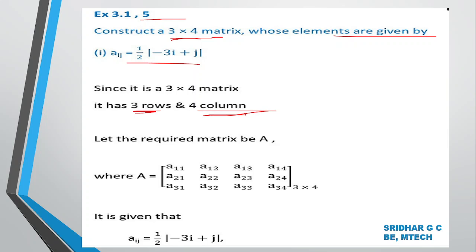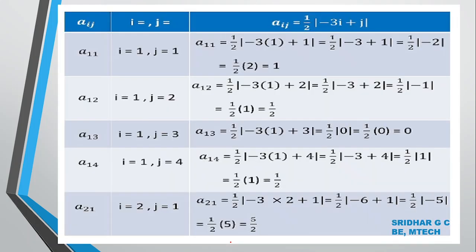This is the order of the matrix. So we will get A11, A12, A13, A14, A21, A22, A23, A24, A31, A32, A33, A34. A 3 cross 4 matrix. Now they have given the equation Aij equals 1 by 2 modulus of minus 3i plus j. So let me solve this. Now see, here I have written the equation. Properly understand this one. Don't get confused when they have given the magnitude or modulus of this. Okay, any negative value inside will become a positive value.